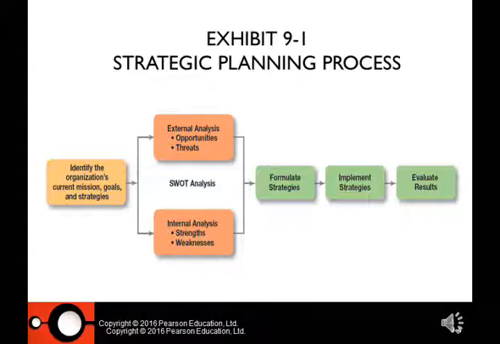Now, this is an exhibit that explains the entire planning process. So we actually go through 1, 2, 3, 4, 5 steps when we plan in the organization. Number one, we identify the organization's missions, goals, and strategies. And then we conduct a SWOT analysis, analyzing thereby our internal and external environment. Then we formulate strategies that would help us achieve our goals and missions, and then we implement these strategies.